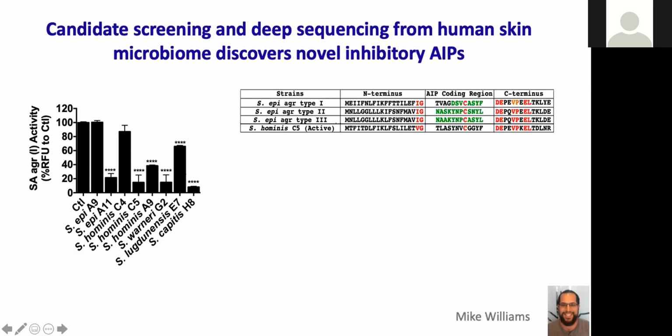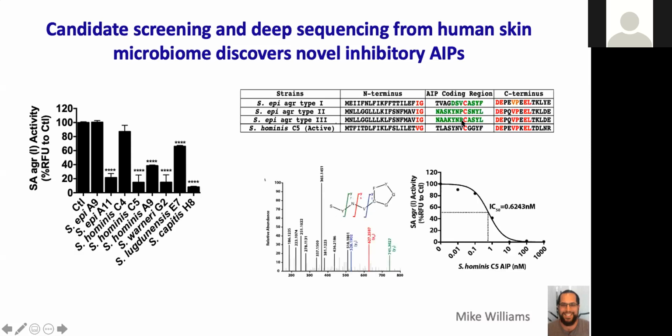Once we knew the strain, we could genetically approach them, look at what's different about them, and define specific genes and what they encoded, these molecules known as auto-inducing peptides. And when we found these novel auto-inducing peptides, we could synthesize them and then use the synthetic auto-inducing peptide made by, in this case, Staph hominis, to show we could turn off Staph aureus.